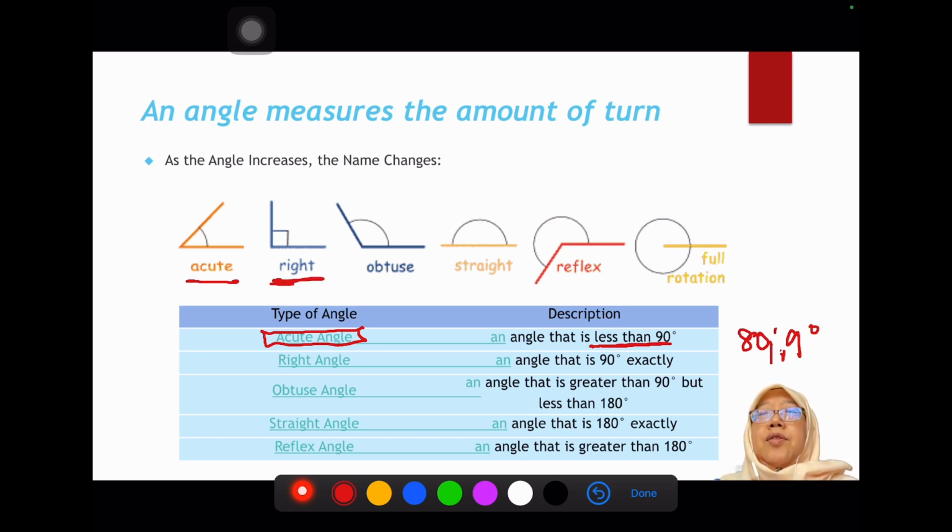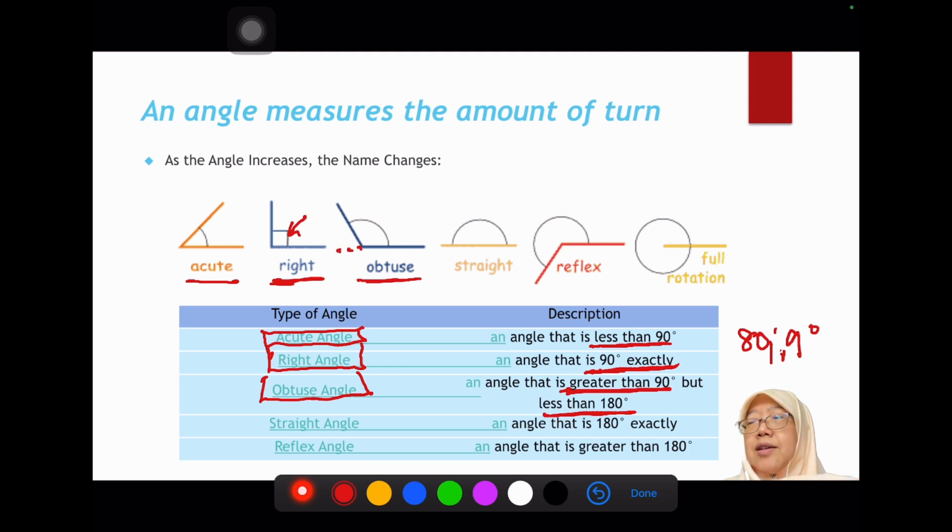Okay, next one is the right angle. So the right angle down here is exactly 90 degrees. That's why we have the box here. The square box actually tells us that it is 90 degrees. Obtuse. Okay, obtuse is an angle that is greater than 90 but less than 180. You can see the 180 is supposed to be here, but it doesn't touch 180 degrees. It is still less than 180 degrees, but it is more than 90 degrees.